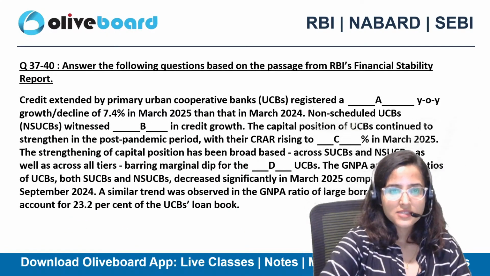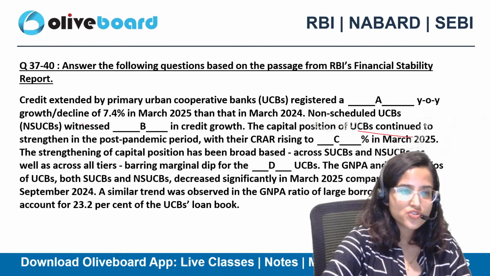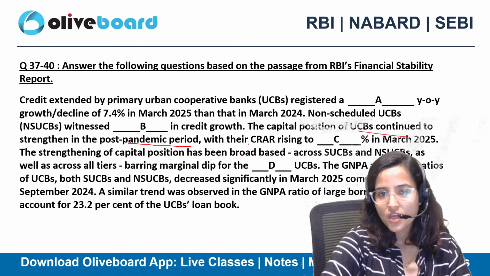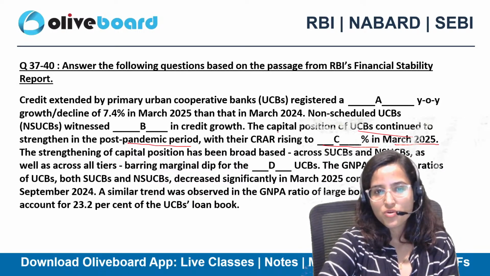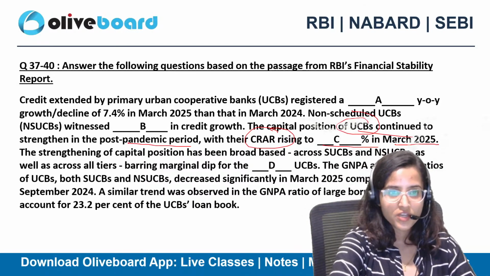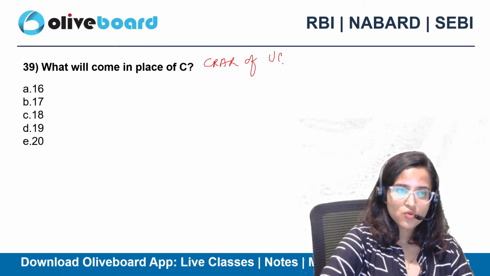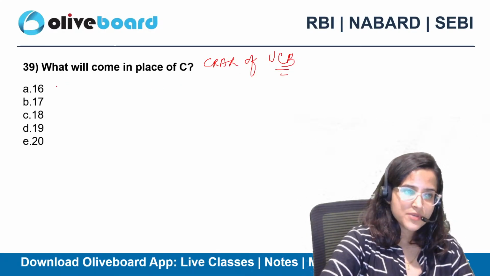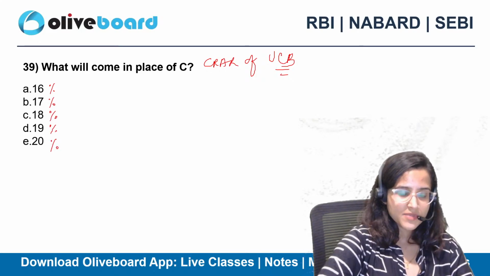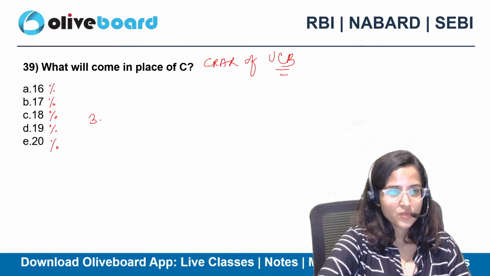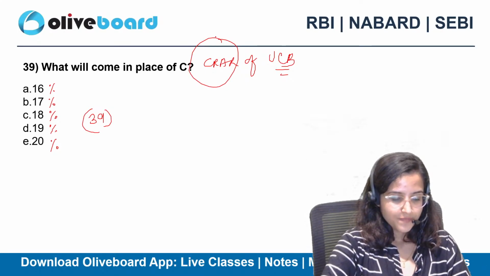चलिए next statement. The capital position of urban cooperative banks continue to strengthen in the post pandemic period, with the CRAR rising to dash percentage in March 2025. So we're talking about CRAR of these urban cooperative banks. What is the CRAR of urban cooperative banks? 16%, 17%, 18%, 19%, or 20%? 39th question. CRAR of urban cooperative banks.